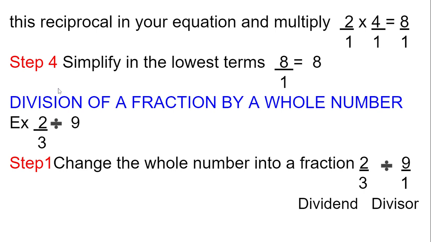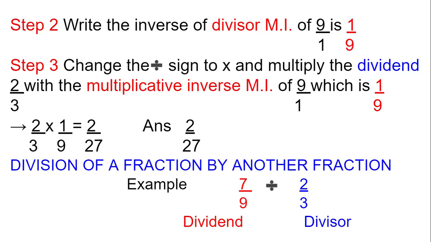Now let's learn division of a fraction by a whole number with the help of an example. 2 upon 3 divided by 9. Step 1. Change the whole number into a fraction. 2 upon 3 divided by 9 upon 1. Step 2. Write the inverse of the divisor. The multiplicative inverse of 9 upon 1 is 1 upon 9.